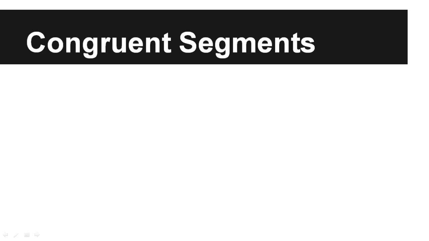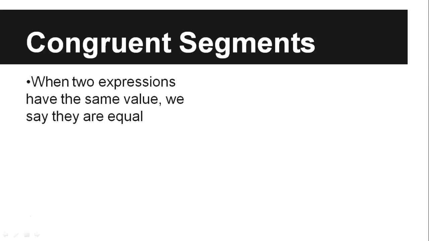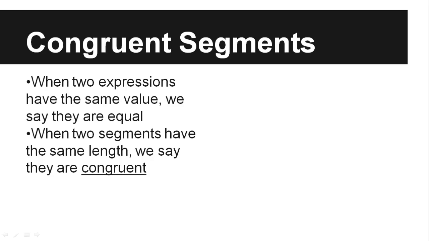Now, the last piece we're going to talk about is an idea called congruent segments. So when two expressions have the same exact value, we say that they're equal. We say that x equals 4, that 7 equals 7. We use an equal sign there. When we're talking about segments, when two segments have the same length, we say that they're congruent.